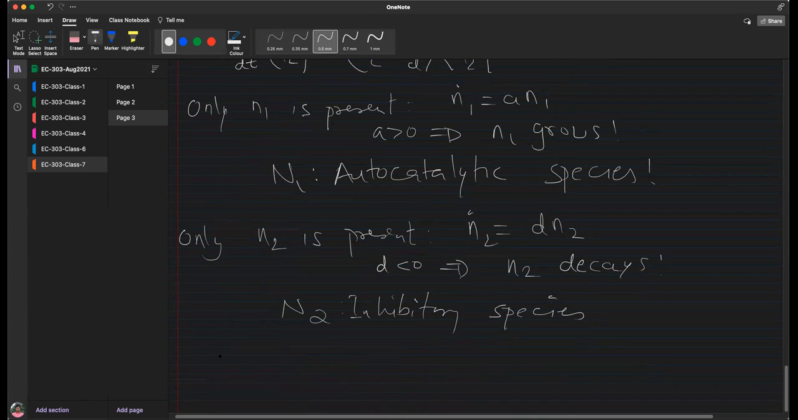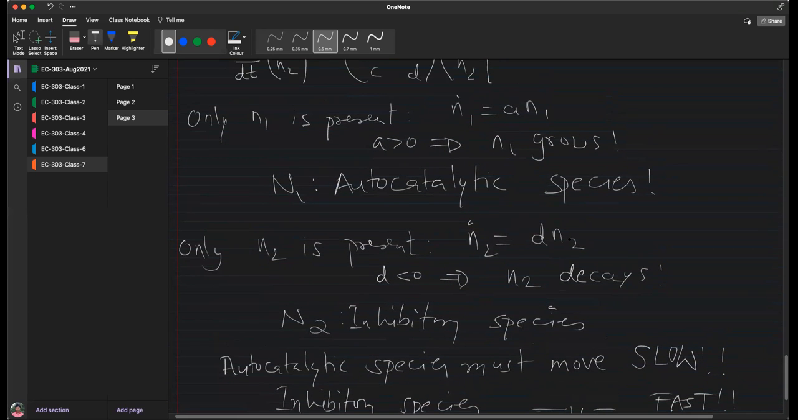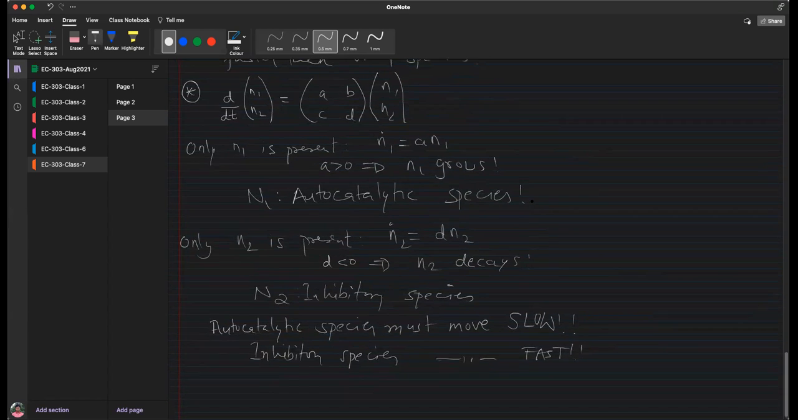Okay, another interpretation is that D1, meaning the autocatalytic species, must move fast or slow? Slow, right? Conversely, the inhibitory species must move fast. Is that fine? Are you all happy with these interpretations that I've been giving you?